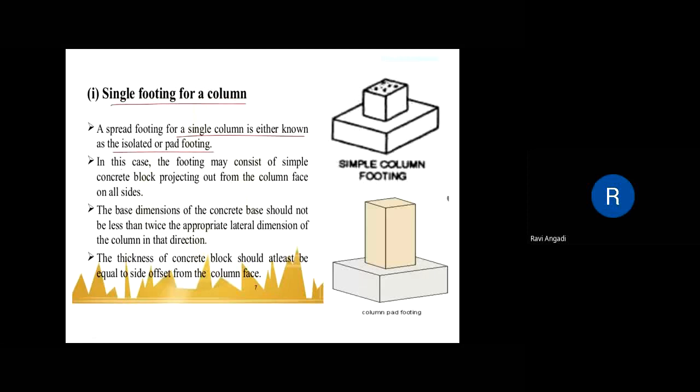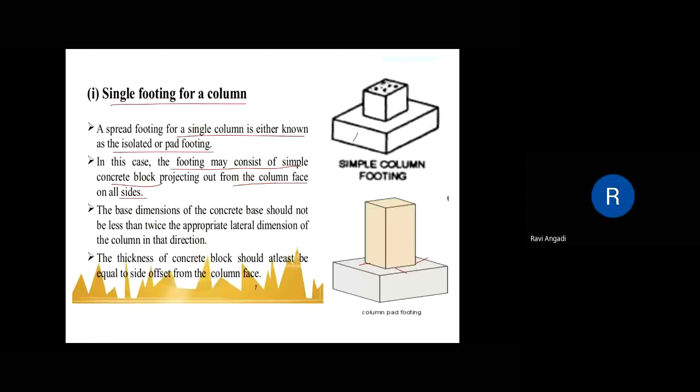Remember, in this case the footing may consist of a simple concrete block like this, projecting out from the column face on all sides. Just look here, it is projecting from the column face on all sides. So this is called a pad, or an isolated footing.